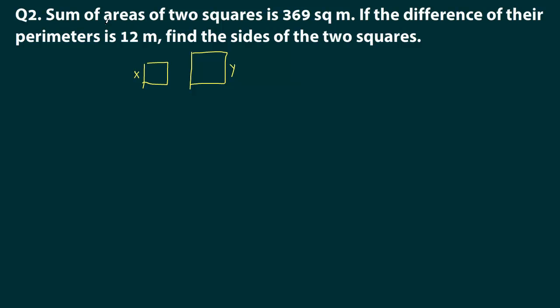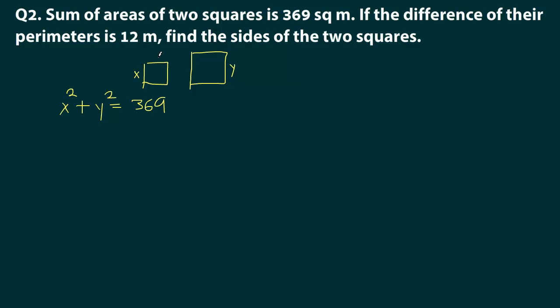The sum of areas of the two squares is 369. So what is the area of a square? It is side times side, right? So it is x squared. Similarly, the area of this square will be y squared. So the sum of the squares, x squared plus y squared, is given as 369. Also what is given is the difference of their perimeters.